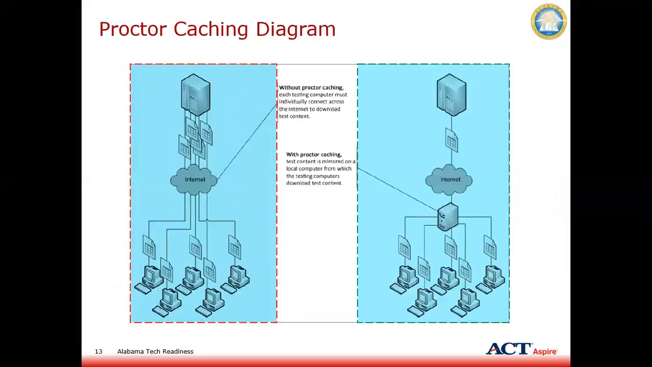So here's a diagram that goes through why we require Proctor caching this year. So it is required. And here on the left, we have a network that is not using Proctor caching. So we have each of our student computers here at the bottom, and they're pulling down their test content. And all of that's coming down through the internet. Many of these forms, of course, are going to be the same. Students are taking the same test with the same form. And so you're pulling down essentially redundant content.